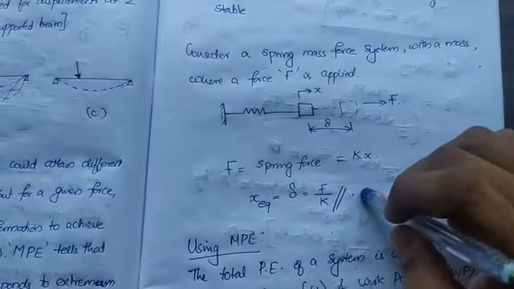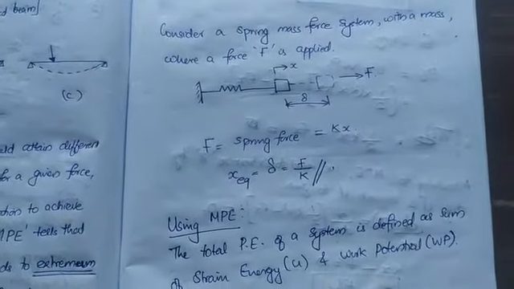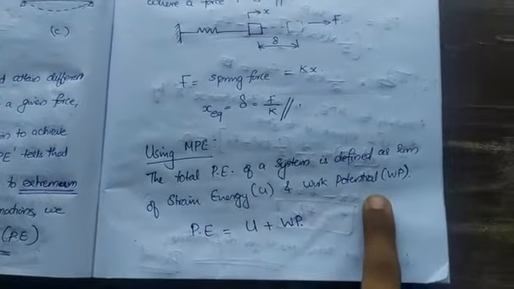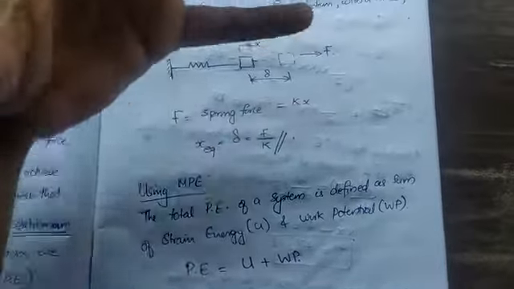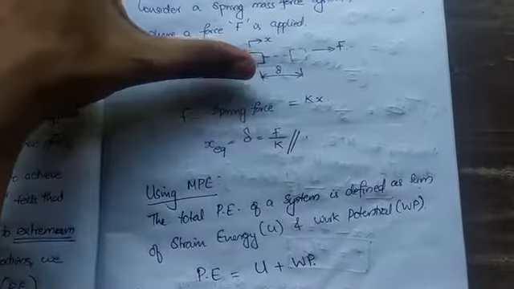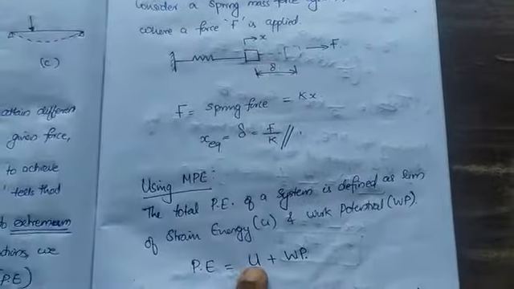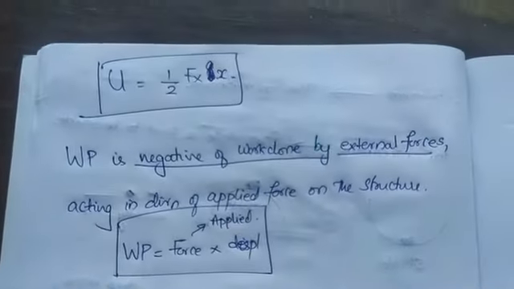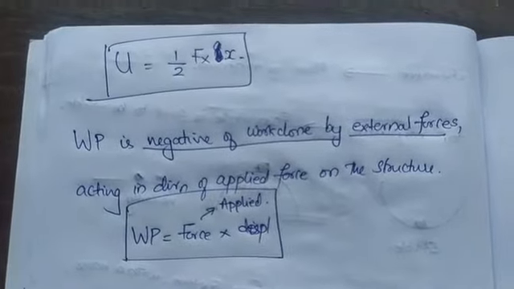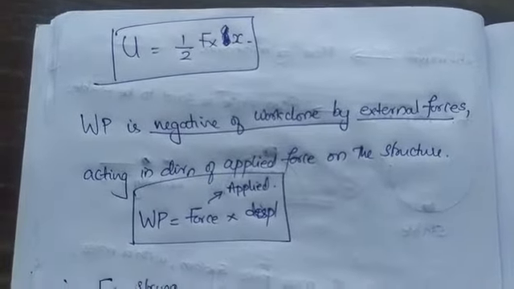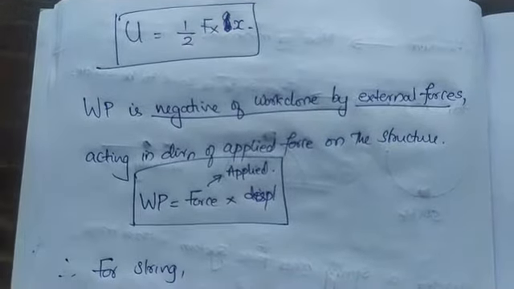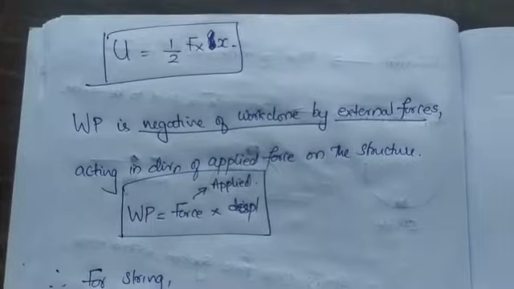We know that the total potential energy of a system is defined as the sum of strain energy and work potential. Strain energy is given as half into force into displacement. Now what do you mean by work potential? It is the negative of the work done by external forces acting in the direction of the applied force on the structure.